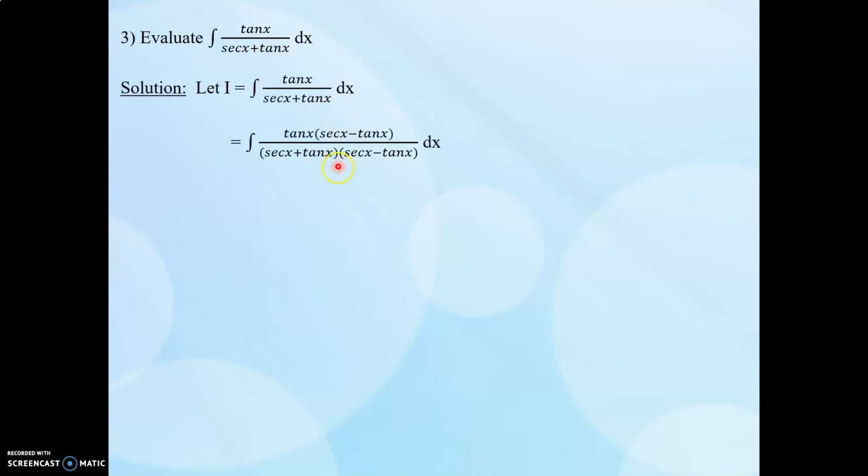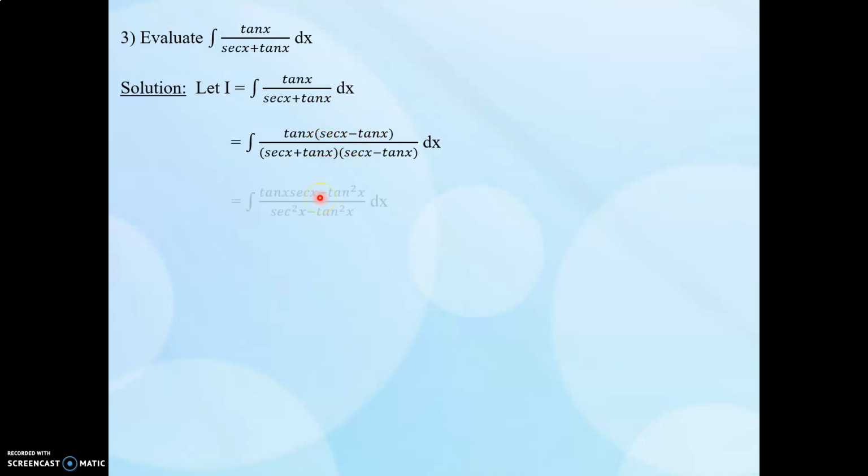Next question is evaluate integral tan x upon sec x plus tan x dx. So this can be solved in many ways. One is you can convert this tan x into sin x upon cos x. Similarly, sec x can be converted into 1 upon cos x, and tan x again sin x upon cos x. That way also you can solve it. Otherwise you can take the rationalization method. So you can take the term sec x minus tan x and multiply both the numerator and denominator. So you will get like this.